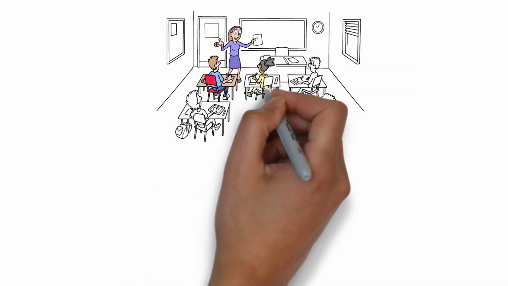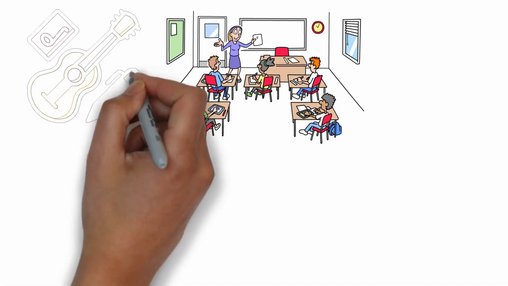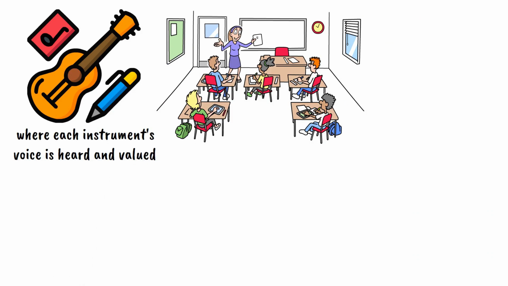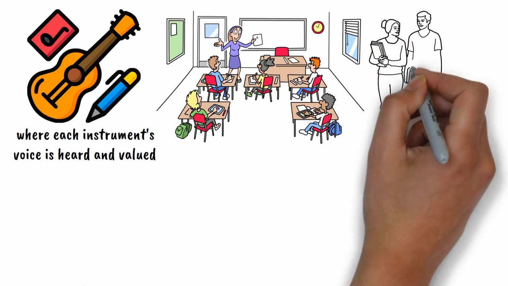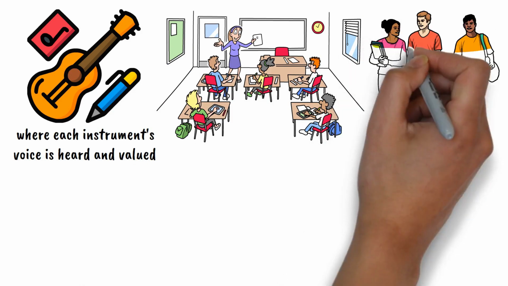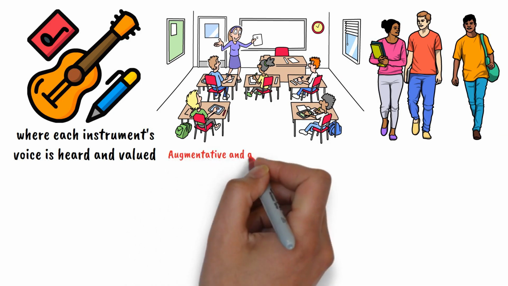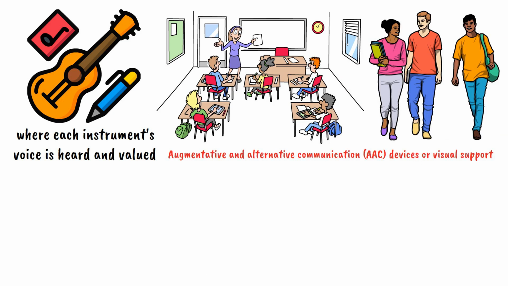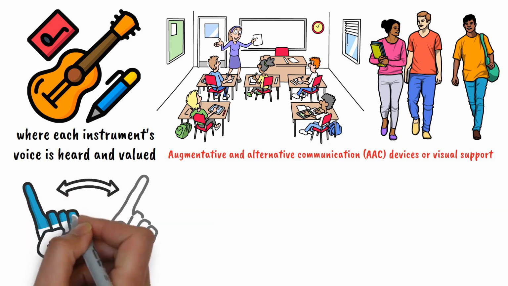Communication in a classroom should be like a well-tuned orchestra, where each instrument's voice is heard and valued. For students with significant learning needs, communication strategies might include the use of augmentative and alternative communication, AAC devices, or visual support. It's about creating a dialogue, not a monologue.